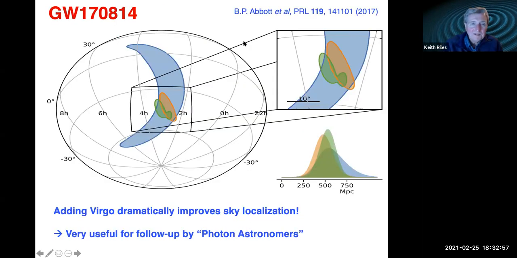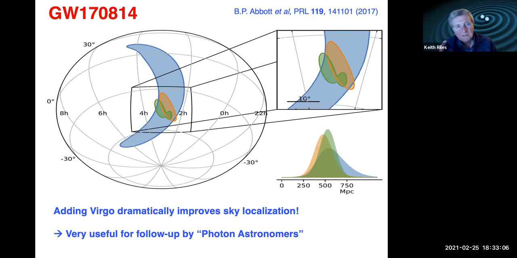Let me illustrate that. This blue banana on the sky is the part of that ring on the sky I talked about earlier, where the antenna patterns of Hanford and Livingston favor a signal coming from. So if you said, where does the signal most likely come from? It's somewhere on this banana. That's a pretty big banana if you're trying to find the source with a telescope, an ordinary optical telescope, say.